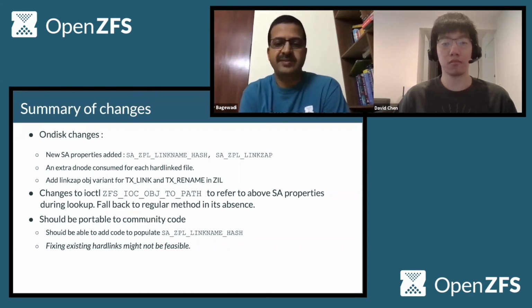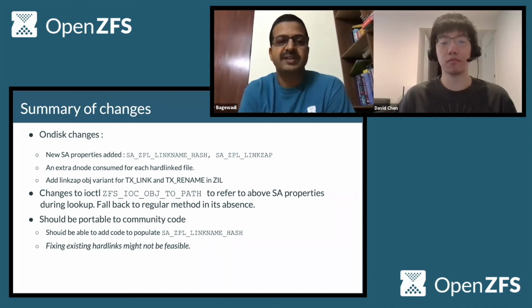One part which I guess needs a little more effort is to see how we could extend, or how we could adopt this for the existing file systems. We should be able to bring in the link name hash. We could just populate it on the fly as we proceed, but for the hard links, we don't know if that's feasible. So that part might be tricky, but the rest of it should work.